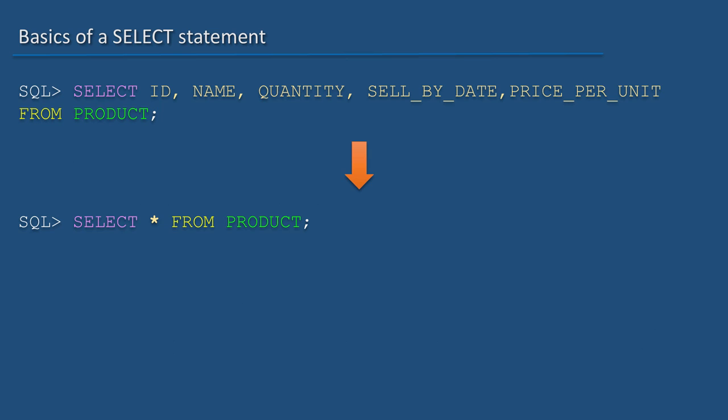But what if I do not want to type this long list of column names? Sure, just replace the list with a star. Doing a select star will read from all the columns of a table.